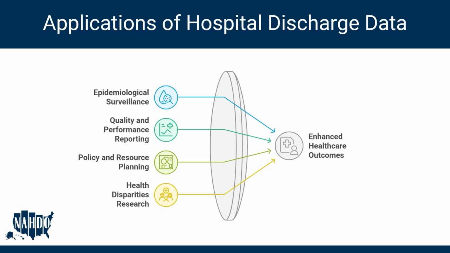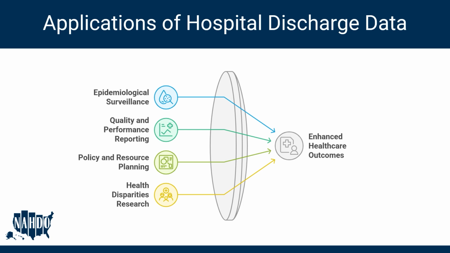The second application is quality and performance reporting. The performance measurement capability of HDD is instrumental in evaluating hospital case mix, quality, patient safety, and adherence to best practices. This includes measures like hospitalization rates for specific conditions, readmission rates, hospital-acquired infections, and mortality rates. These metrics can be used to benchmark or assess hospital quality, measure trends over time, and inform public reporting initiatives and efforts to reduce avoidable hospitalizations or improve care coordination.